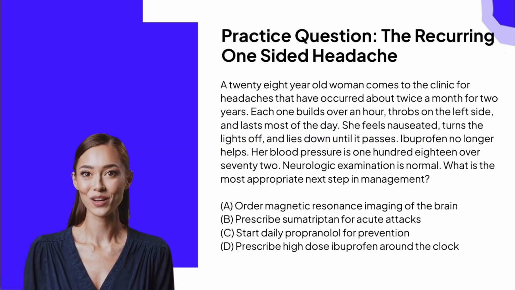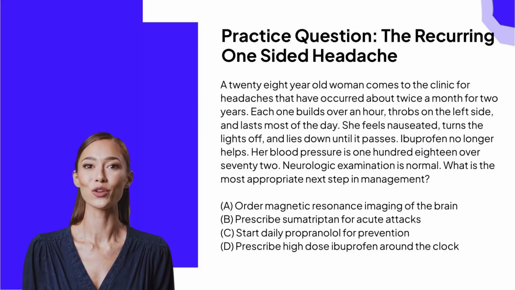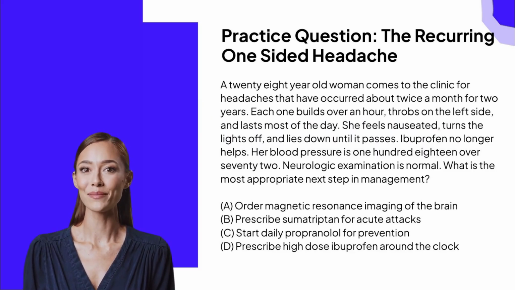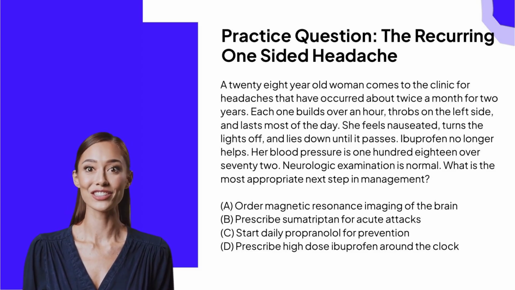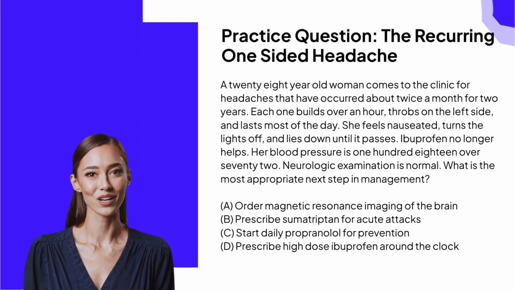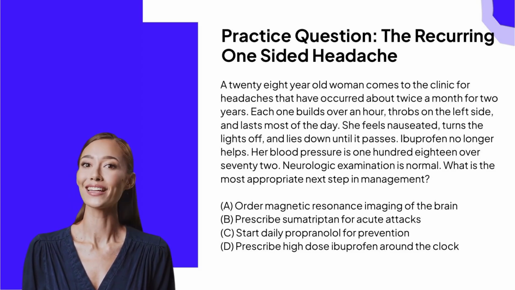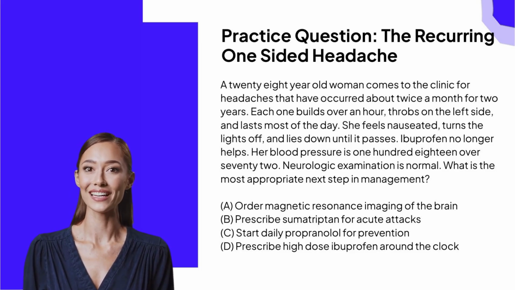Here is our first practice question. A 28-year-old woman has headaches about twice a month for 2 years. Each builds over an hour, throbs on the left side, and lasts most of the day. She feels nauseated, turns off the lights, and lies down until it passes. Ibuprofen no longer helps. Her blood pressure is normal and her neurologic examination is normal. The question asks for the most appropriate next step.